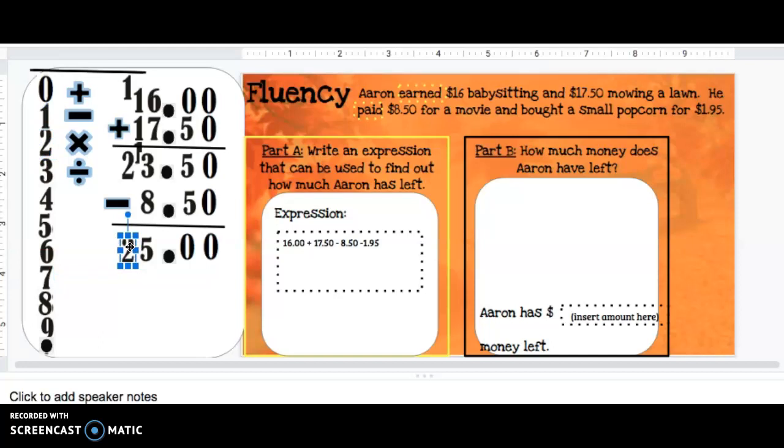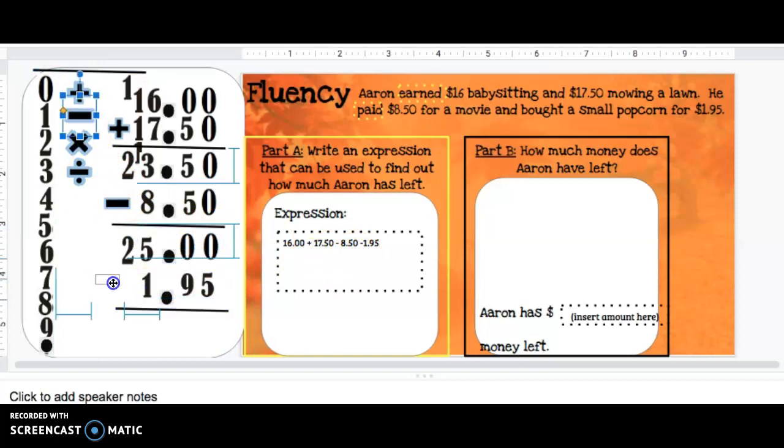Now he's deciding to get some popcorn. That's $1.95. So we need to line up our digits and our decimal point. So I'm going to line up my decimal point. And then my 1 is in the 1 spot. My 9 is in the 10th spot. And then the 5 is in the 100th spot. I'm going to draw my line. And I know I'm subtracting according to the expression I had created. And I'm going to begin to subtract.